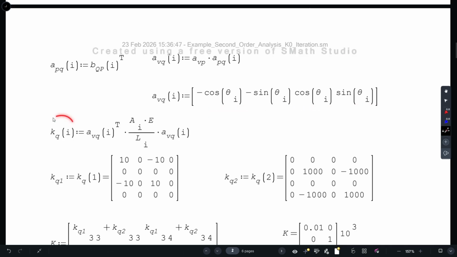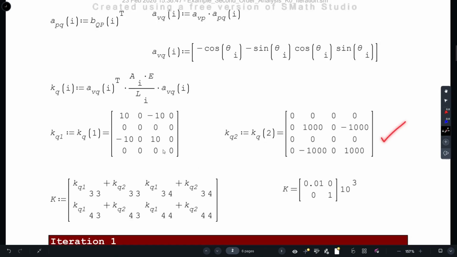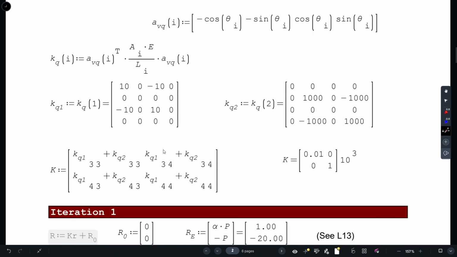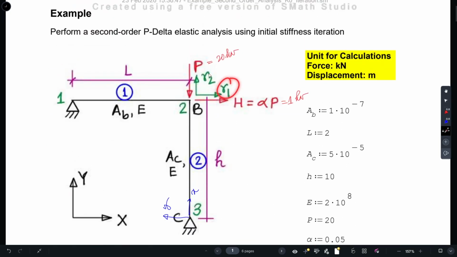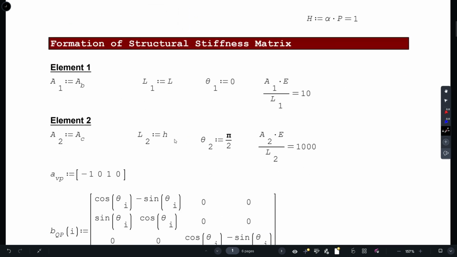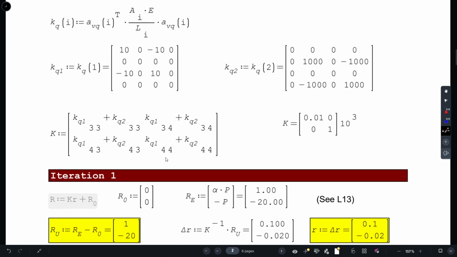And I can calculate the global stiffness for each element. So I is for element 1 and 2, AVQ transpose KV AVQ, okay. So this is for element 1, this is for element 2, right. And you need to now assemble the two stiffness matrices considering the 2 degrees of freedom R1 and R2. So these are my DOFs at the structure level. So we'll get a 2 by 2 stiffness matrix as we have done in the direct stiffness method. So this is my stiffness matrix, okay.